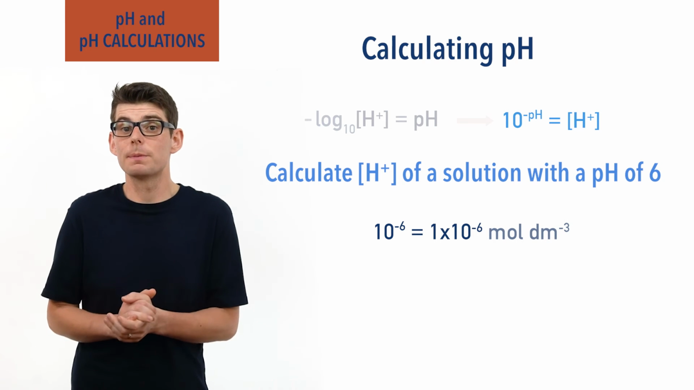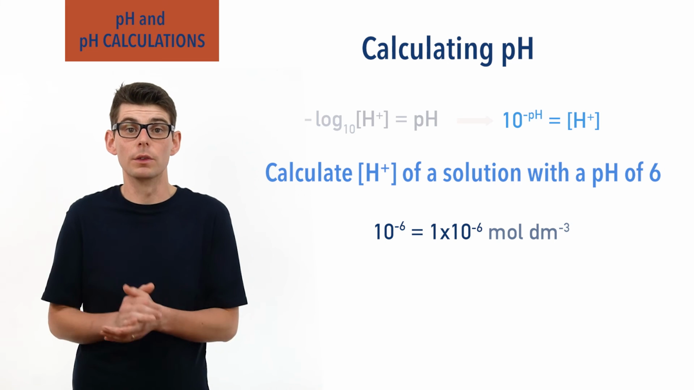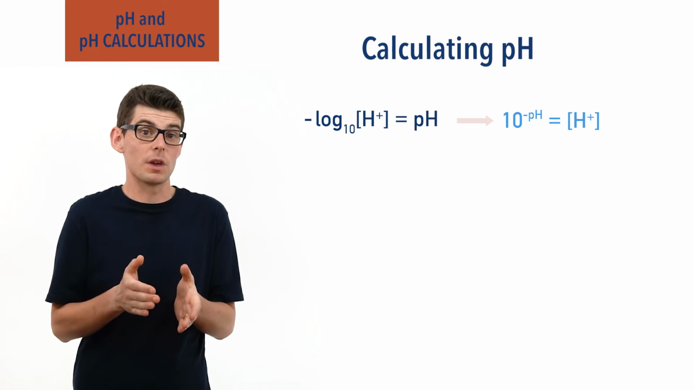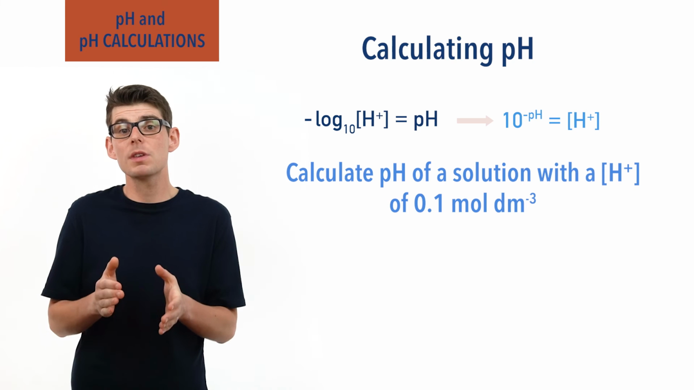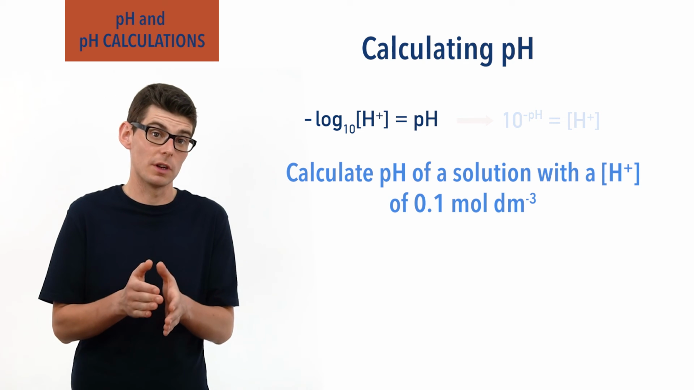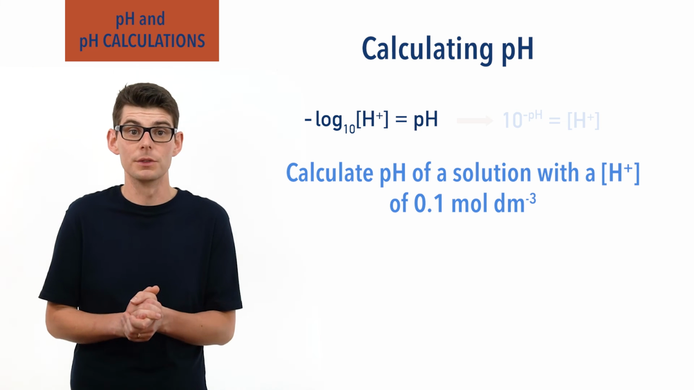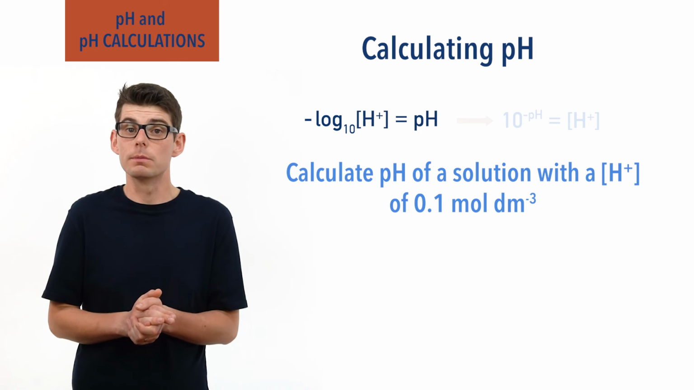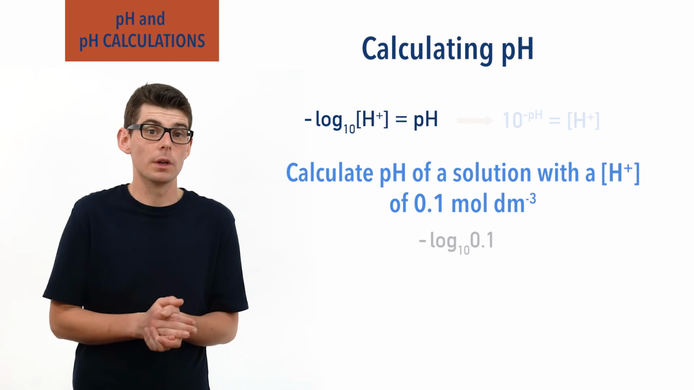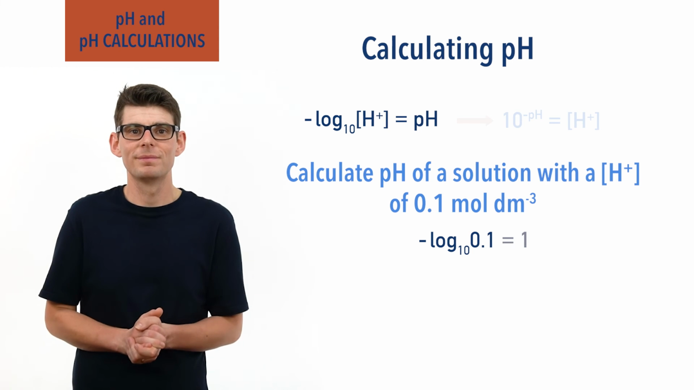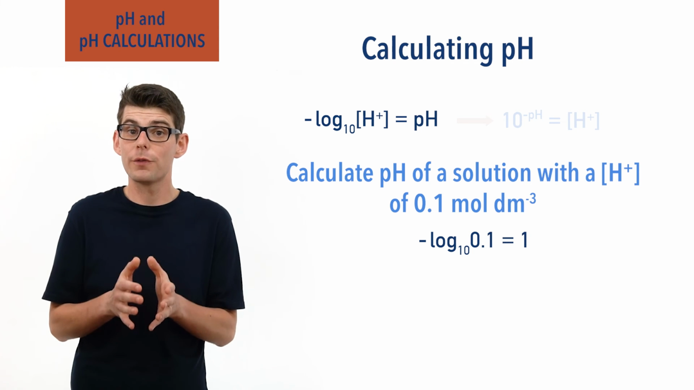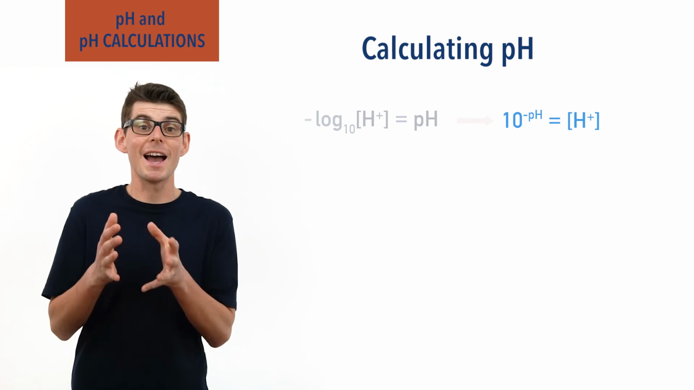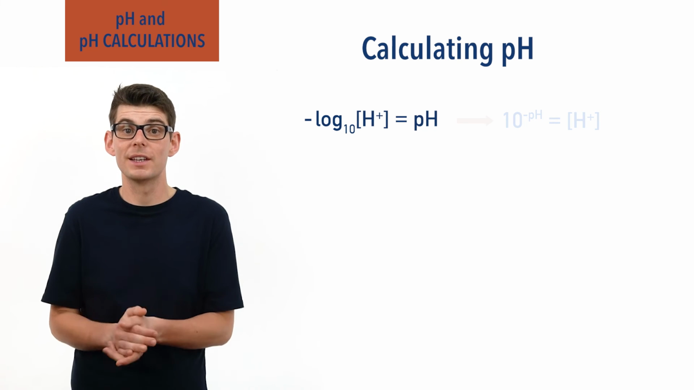We can also find pH using concentration of H+ ions. For example, if a solution has a concentration of H+ ions of 0.1 mole per decimeter cubed, we would use the expression pH equals minus log to the base 10 concentration of H+ ions. Concentration of H+ ions is 0.1, meaning pH equals minus log to the base 10, 0.1, given a value of 1. Make sure you get comfortable using both forms of the expression here. Concentration of H+ equals 10 to the power minus pH, and pH equals minus log to the base 10 concentration of H+.